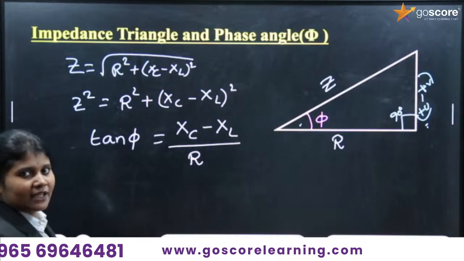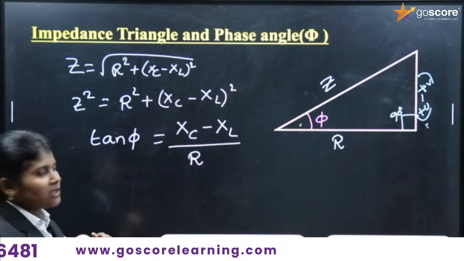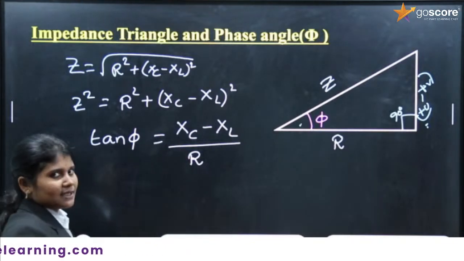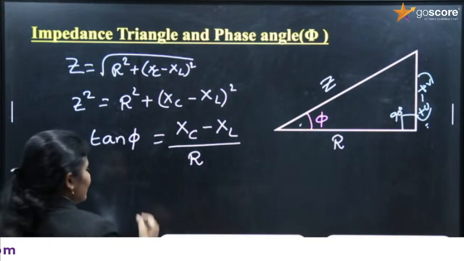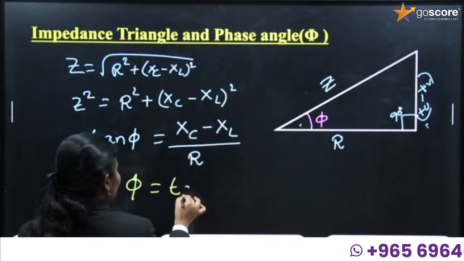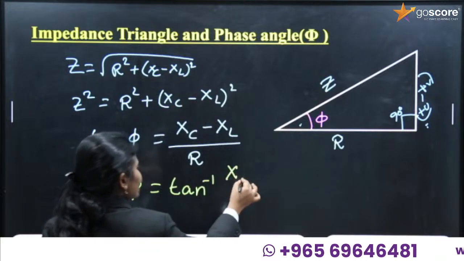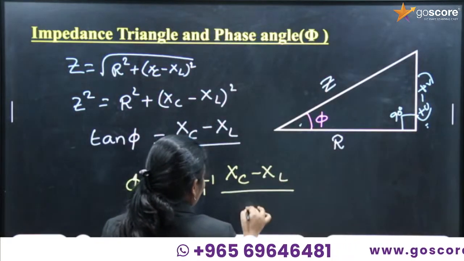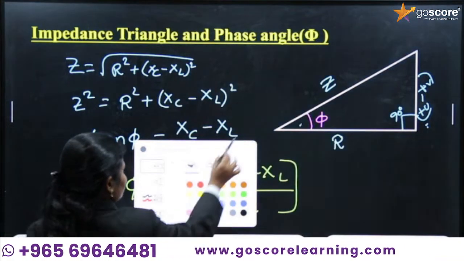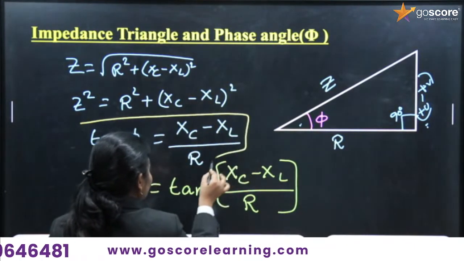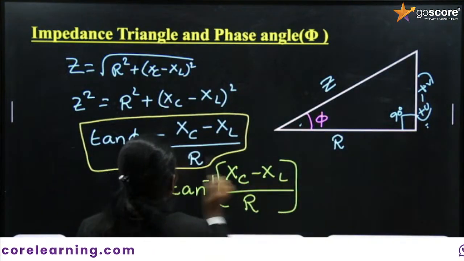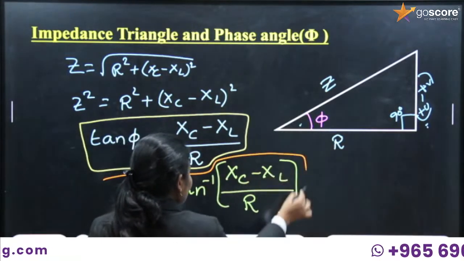So this is the power factor equation for the impedance. Tan phi is equal to opposite side by adjacent side. Opposite side is XC minus XL. What is the adjacent side? Resistor. Then angle phi is equal to tan inverse of XC minus XL by R. This is the power factor. This is the phase angle equation.